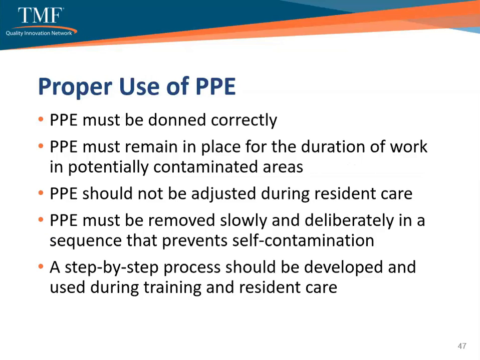PPE must be donned correctly before entering the resident area and must remain in place and be worn correctly for the duration of work in the potentially contaminated areas. PPE should not be adjusted, such as retying of gowns or adjusting the respirator or face mask during resident care, and must be removed slowly and deliberately in a sequence that prevents self-contamination. Have a PPE buddy system in case assistance is needed. A step-by-step process should be developed and used during training and during resident care.